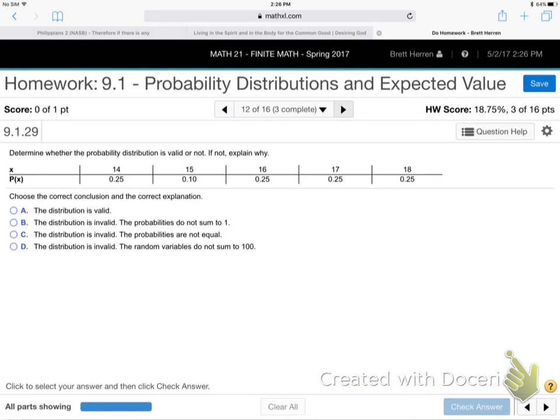There we go. All right. So they're saying, hey, is that valid or not? Is that probability distribution valid or not? What do you think? How do we know if it's valid or not?